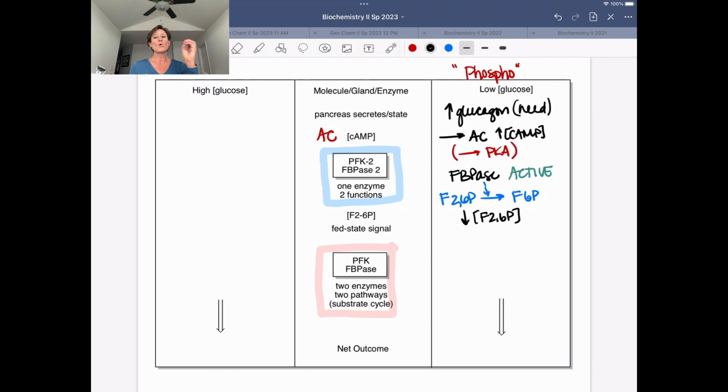So what does that mean in terms of what's happening with PFK and FBPase? Again, let's use our formalism for how we think about things here. We are going to be inhibiting PFK and activating FBPase. We need to remember that inhibiting PFK and activating FBPase means we are increasing gluconeogenesis.